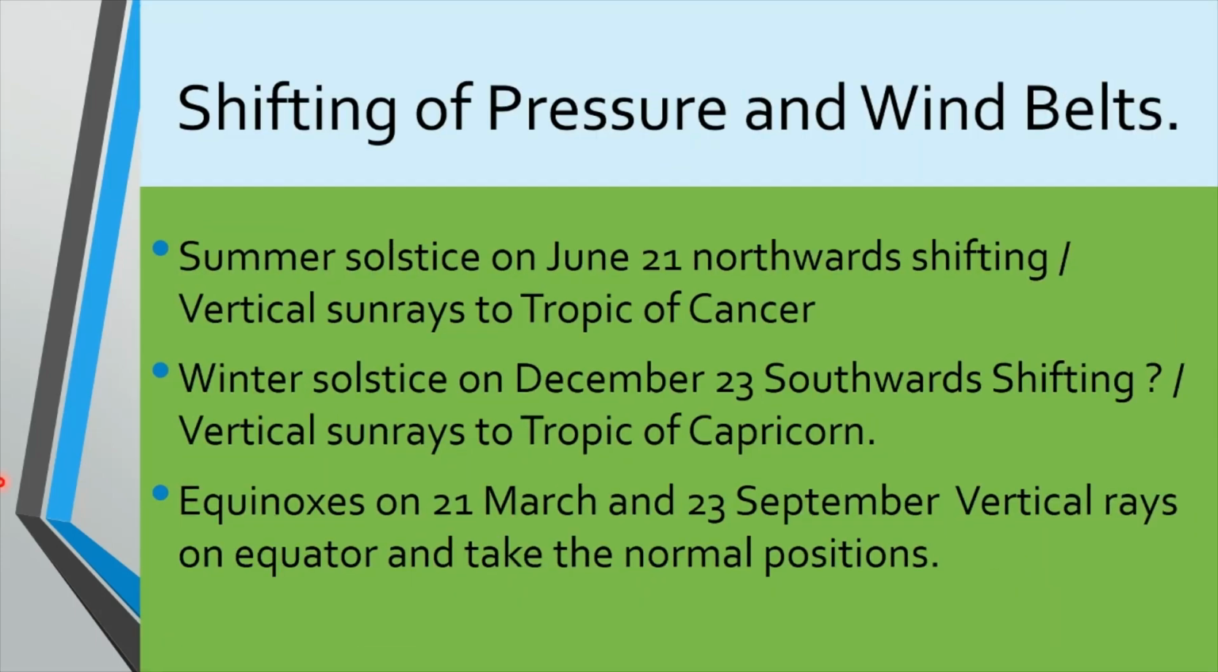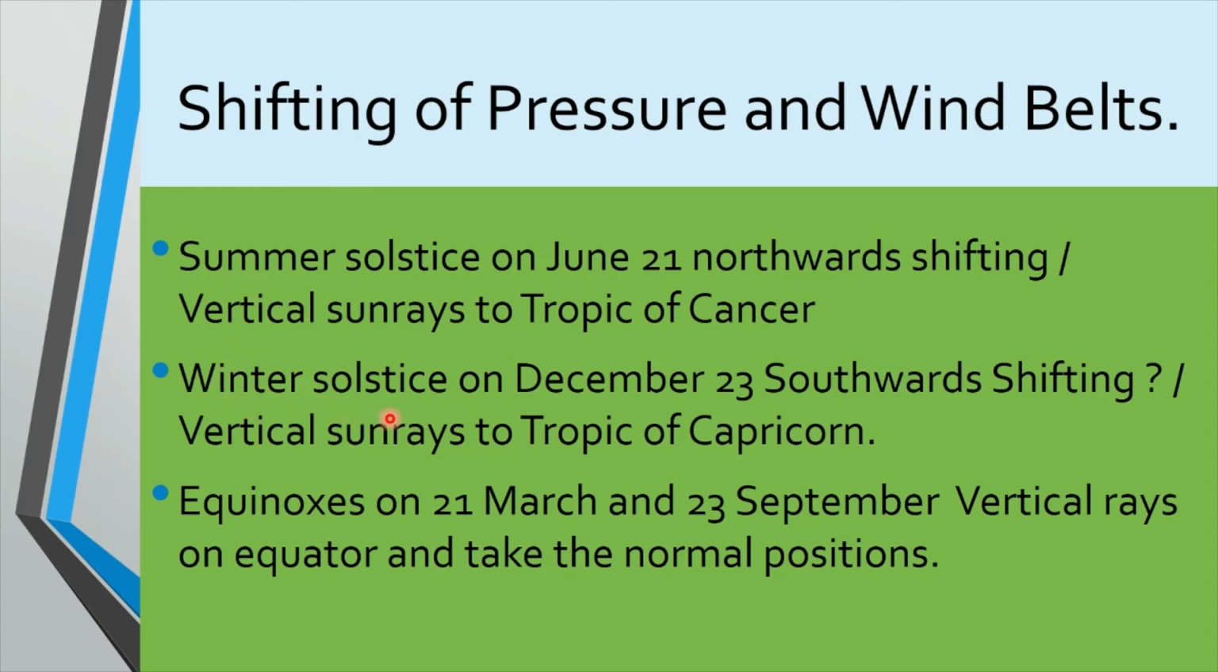Let's see. Next is about shifting of pressure and wind belts. Okay, here summer solstice on June 21st. All the belts will be shifting northwards. It is because the vertical rays of the sun are coming to the Tropic of Cancer. You know, Tropic of Cancer, Tropic of Capricorn and Equator. You know the idea. So all these belts will be going upward, that means northwards. Okay, and summer solstice, you know that the longest day and shortest night.